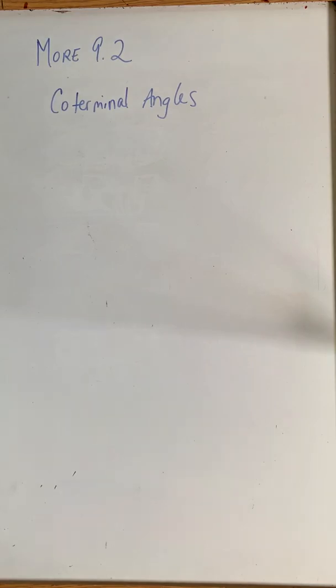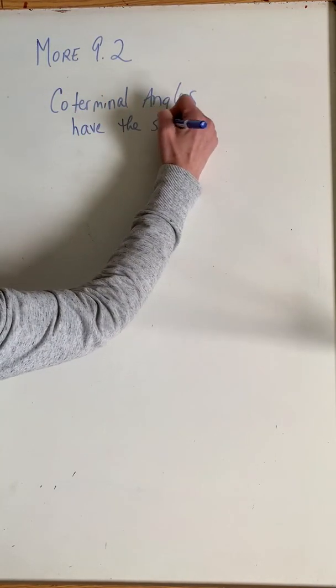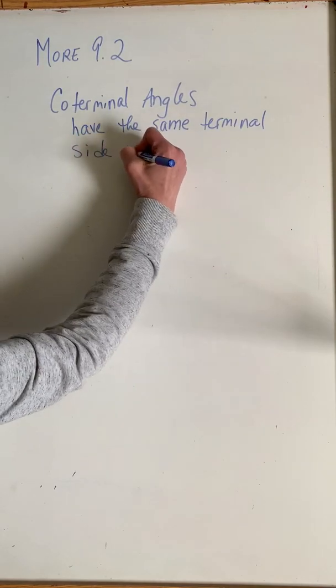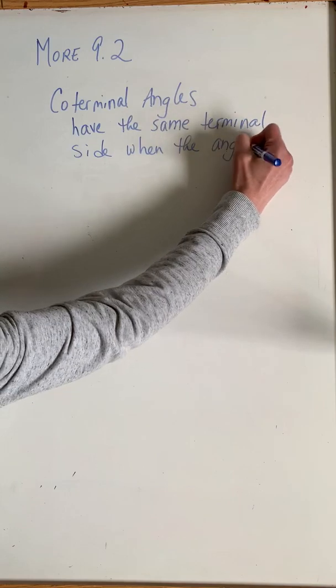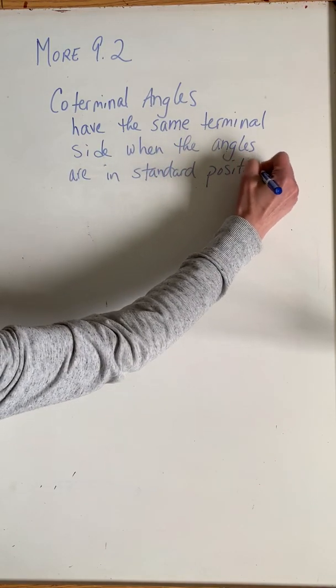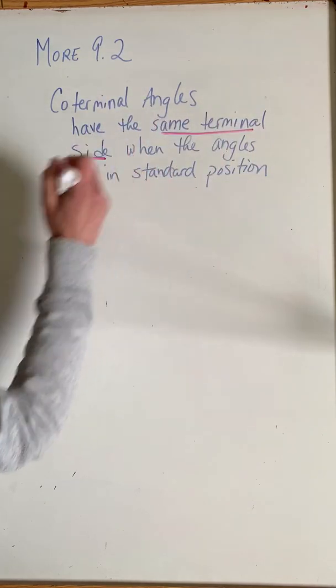When they're in standard position, remember we talked about standard position earlier, and we said that two things have to be true for an angle to be in standard position, right? One is that the vertex has to be at the origin, and the second is that the initial side of the angle has to be on the positive x-axis. So coterminal angles have the same terminal side when they are in standard position.